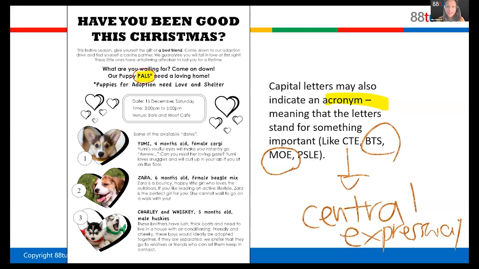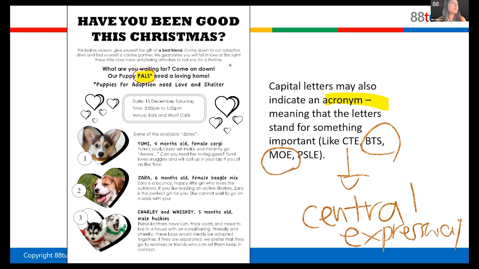PALS, and they put a star, an asterisk sign, right? Because below they're telling you what PALS means. So the P is for puppies, A is adoption, L is love, and S is shelter. So that's what it means. Sometimes they like to use short acronyms in visual text as well. Usually they will give you the long form in the asterisk. So that's another thing to look out for in visual text.